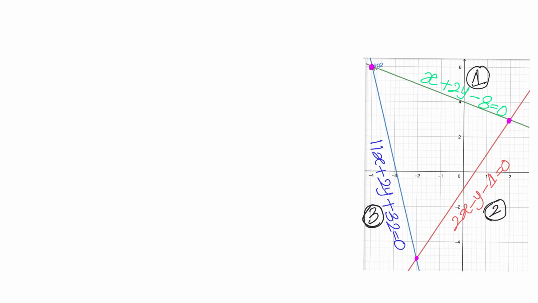We have to find the coordinates of the incenter formed by the lines x plus 2y minus 8 equals 0, 2x minus y minus 1 equals 0, and 11x plus 2y plus 32 equals 0. All these three lines together are forming a triangle. We need to find out the incenter of this particular triangle.